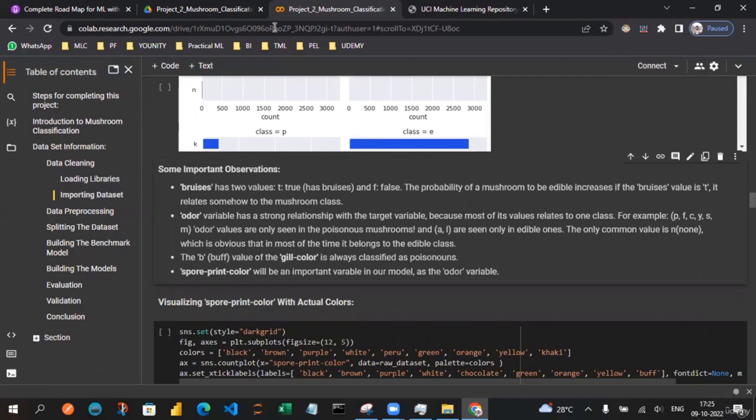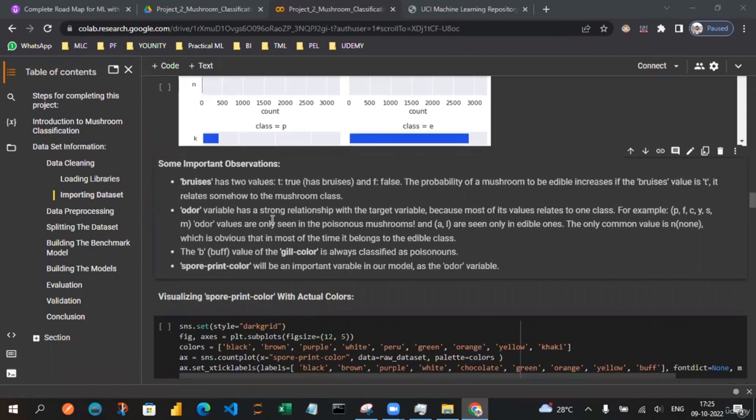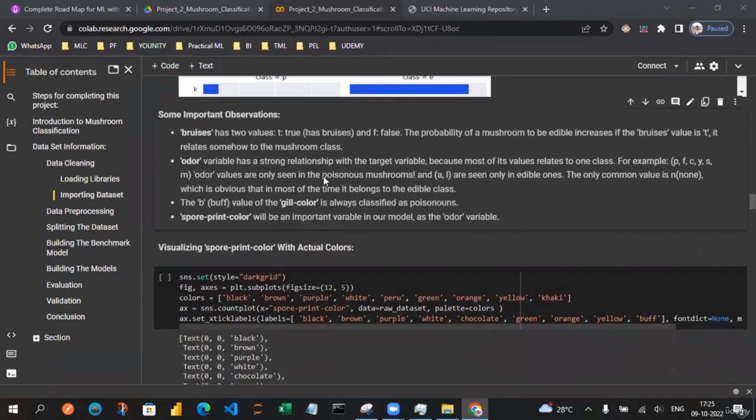Similarly, the ordinal variable has a strong relationship with the target variable. Since most of the values are related to only one class, for example P, F, C, Y, S, M, these kinds of values are seen in the poisonous class. And B is buff.